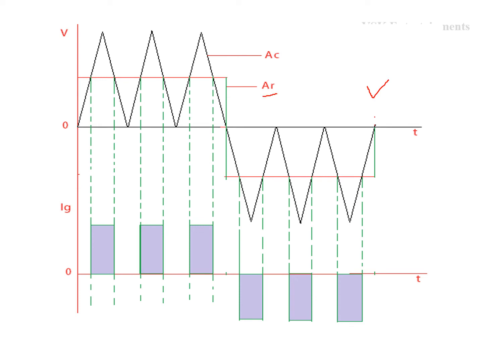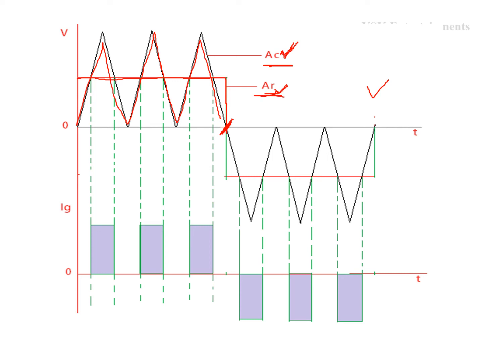Here AR is the magnitude of reference signal and AC is the magnitude of carrier signal. Up to this point is the one half cycle. During one half cycle we are going to use only one rectangular reference signal and multiple carrier signals. That is, this is the only one rectangular reference signal during one half, and these are the multiple triangular carrier signals during one half. In this we are going to get the gating pulses whenever the magnitude of carrier signal is greater than the magnitude of reference signal.